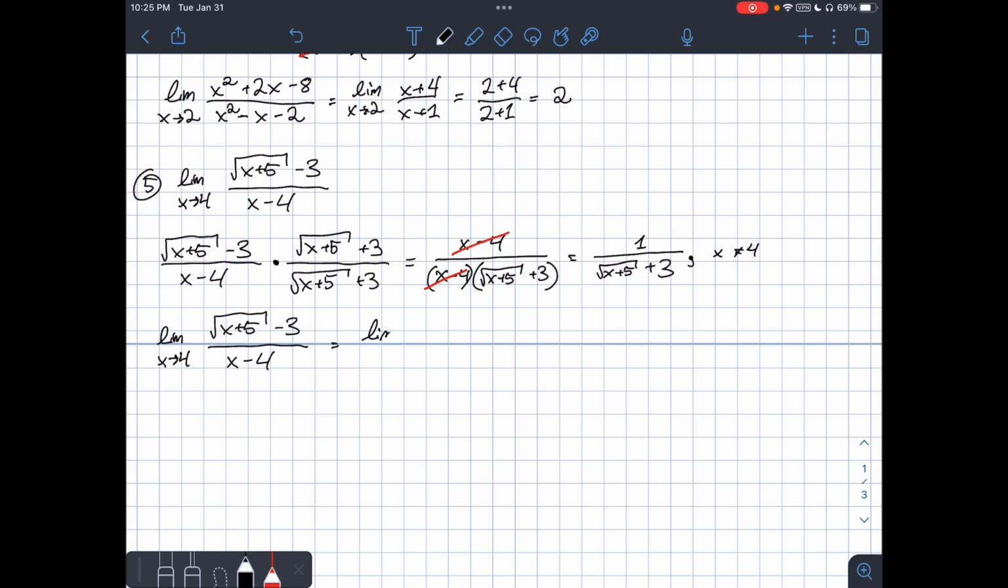This is equal to the limit as x approaches 4 of our new function, which by direct substitution is equal to 1 over square root of 4 plus 5 plus 3, which is equal to 1 over 6. So this is multiplying by the conjugate. If the function allows you to do that, you get an equivalent form that is not indeterminate.